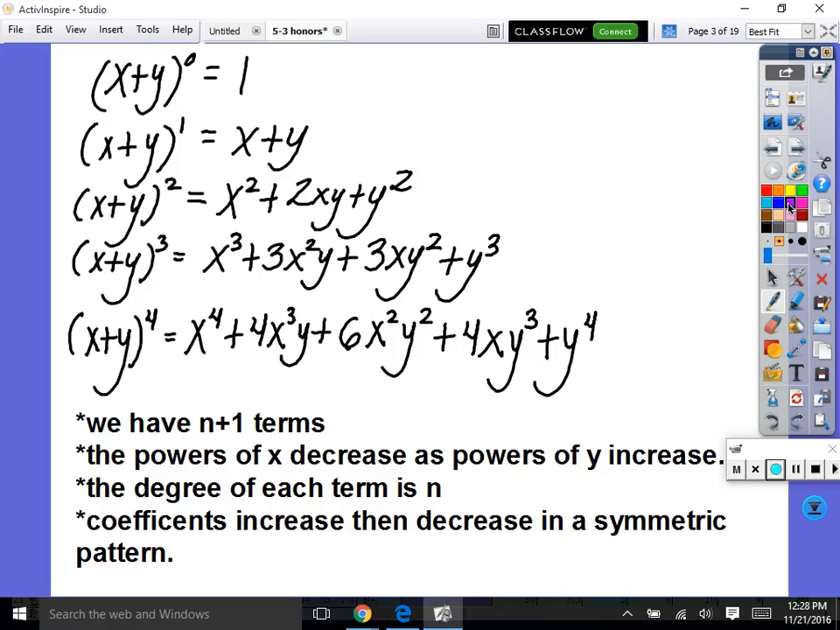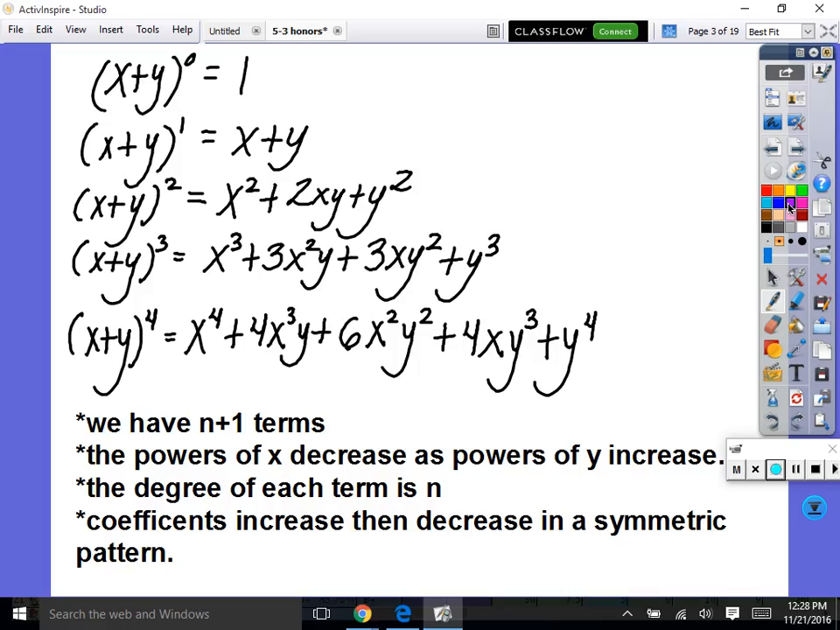X plus y squared equals x squared plus 2xy plus y squared. X plus y cubed equals x cubed plus 3x squared y plus 3xy squared plus y cubed. X plus y to the fourth is x to the fourth plus 4x cubed y plus 6x squared y squared plus 4xy cubed plus y to the fourth.